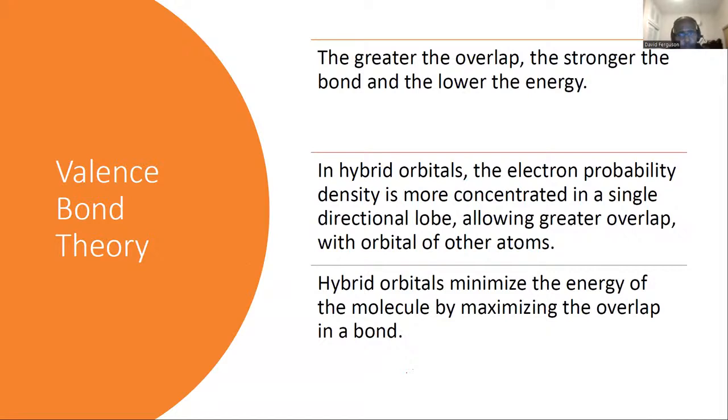So we're going to just keep on going. Hybrid orbitals minimize the energy of the molecule by maximizing the overlap in a bond. So this is like hinting to, or based in, ideas from Coulomb's law.